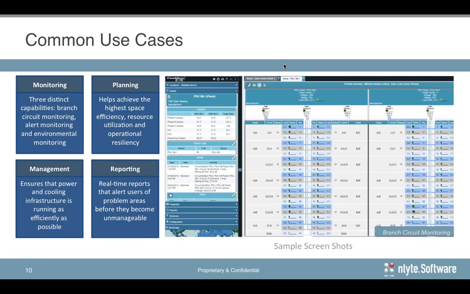And speaking of reports, the last pane there, through standard reporting and dashboards, problems can be detected before they escalate, so before they become unmanageable. Again, all this is information at your fingertips, and that's what FieldView is designed to do.